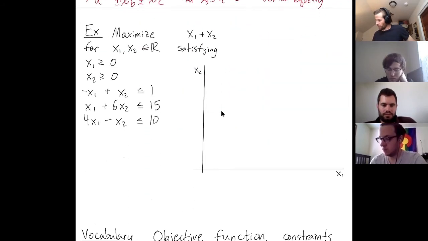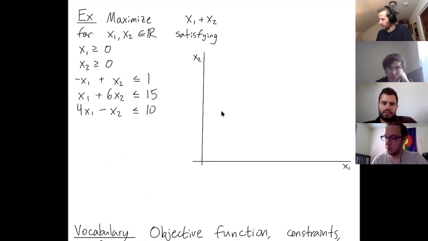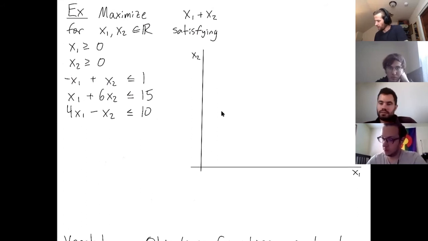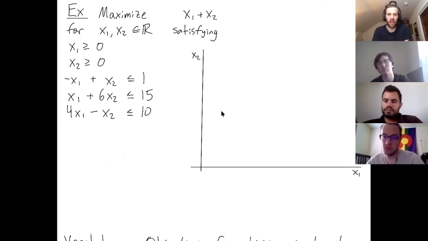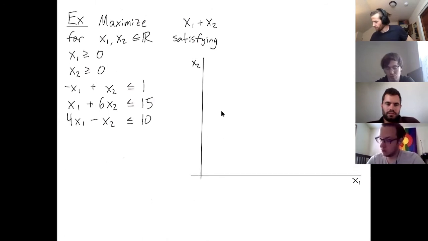Let's go to a specific, more mathematical example. So I'm trying to leave the motivation from the real world behind for a moment and just do a particular mathematical example. Okay, here's our 2D plane. We have two variables, x1 and x2. We're going to try to maximize x1 plus x2 for all possible inputs, satisfying certain constraints. So let's draw these together.